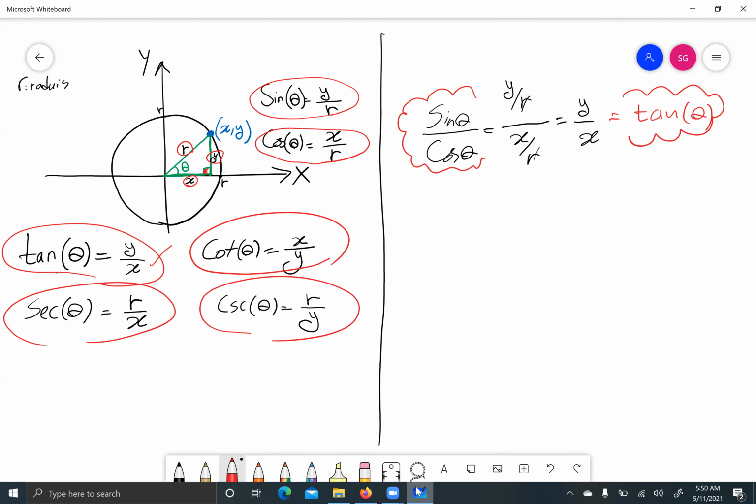Let me show you one more time. So look, what is tangent? Tangent is y over x. But if you divide sine over cosine, you also end up with y over x. So in this way, these two are equal.